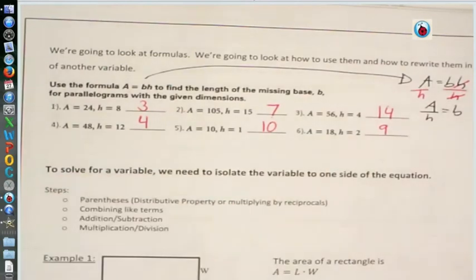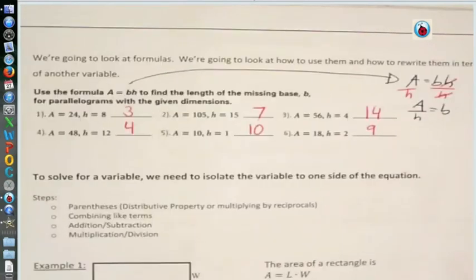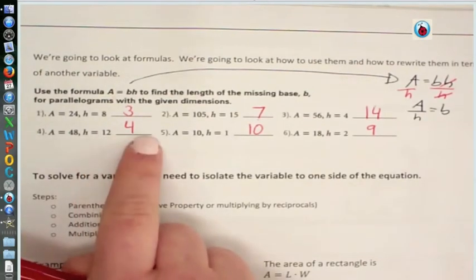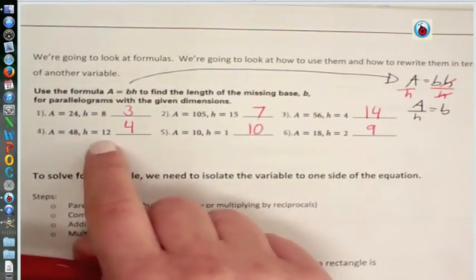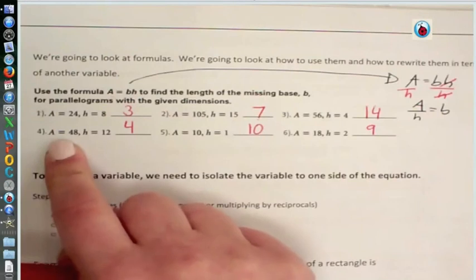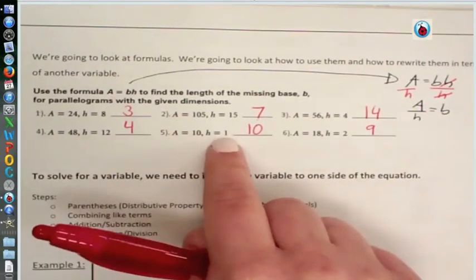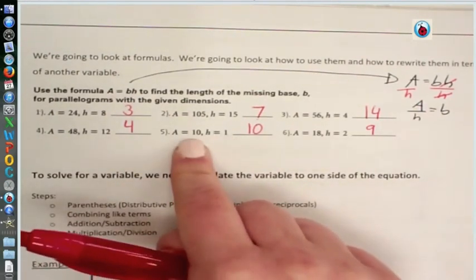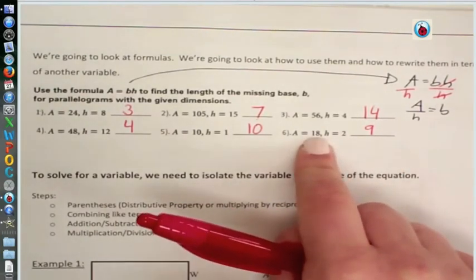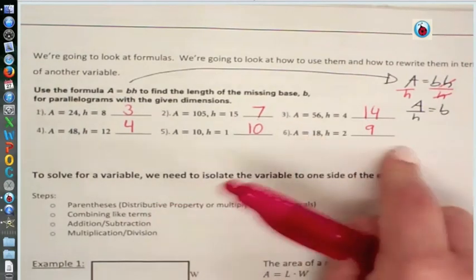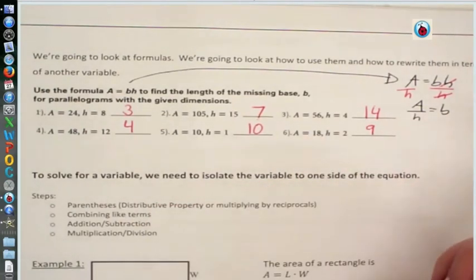Now let's double check using our original formula that these actually make sense. So I'm going to check 4, 5, and 6. All right, base times height should be equal to the area. So base times height, 4 times 12 is equal to 48. Yes. Base times height, 10 times 1 equals the area of 10. Yes. Base times height, 9 times 2 equals the area. Yes. So what we're doing here is we're solving for one variable by just rearranging things within the equation.